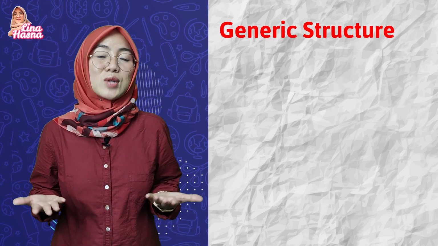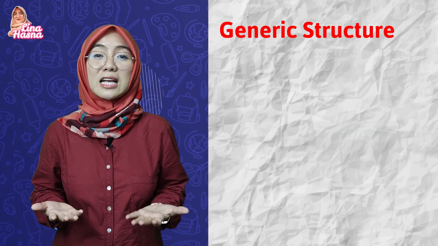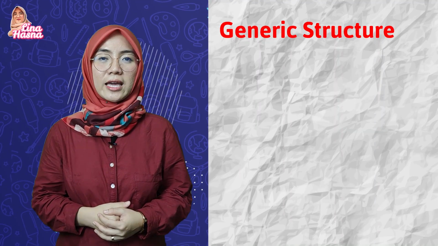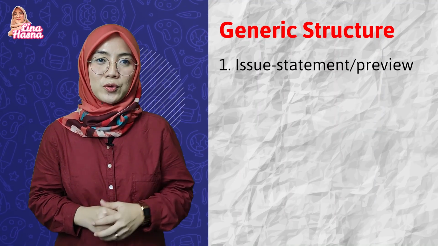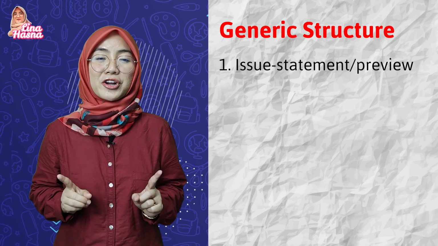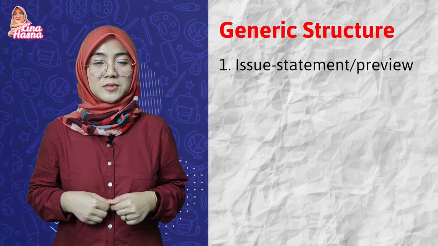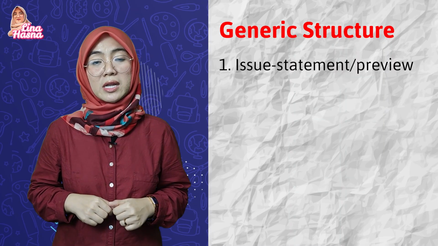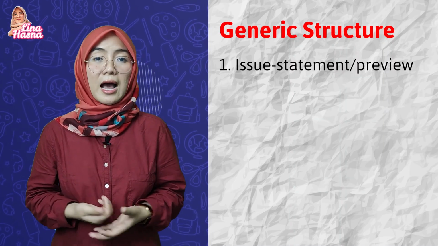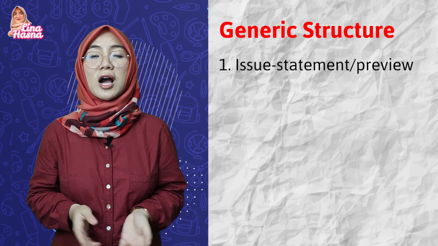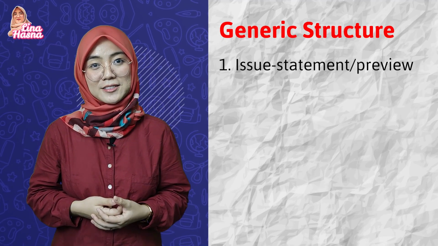So, what about the generic structure of the text? Bagaimana dengan struktur dari teks itu? Okay, first is issue. In this paragraph, the writer gives the general statement or preview about an issue. Jadi, dalam paragraf ini, penulis memberi statement umum atau preview dari sebuah isu yang akan dibicarakan.